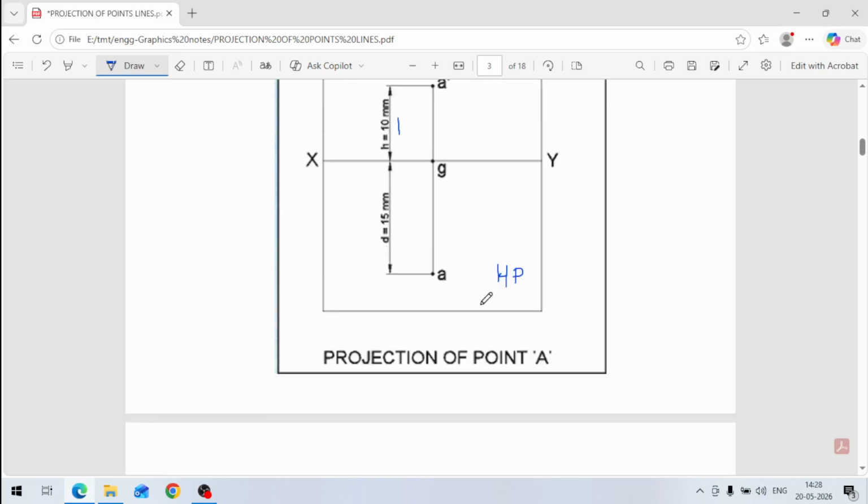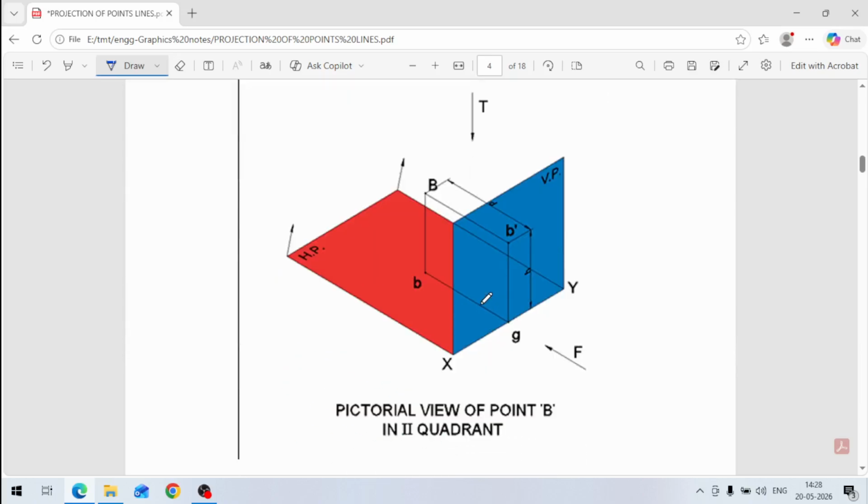Okay. Then next, if you see, is the second quadrant. This is our vertical plane and this is our horizontal plane, HP. And we are tilting this horizontal plane clockwise like this. So this plane will coincide with this vertical plane. The horizontal plane will also become vertical.